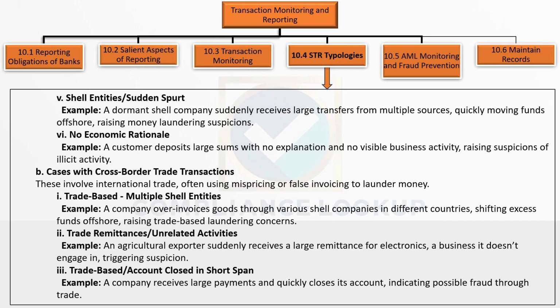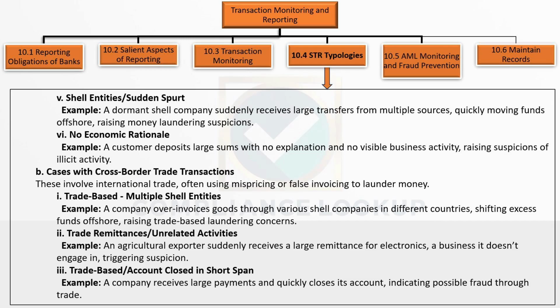First, trade based multiple shell entities. Multiple shell companies are used in international trade to disguise illicit funds. Example: a company imports goods but uses different shell companies in various countries to handle invoicing and payments. The goods are significantly over invoiced to shift excess funds to offshore accounts controlled by the original entity, raising suspicions of trade based money laundering.